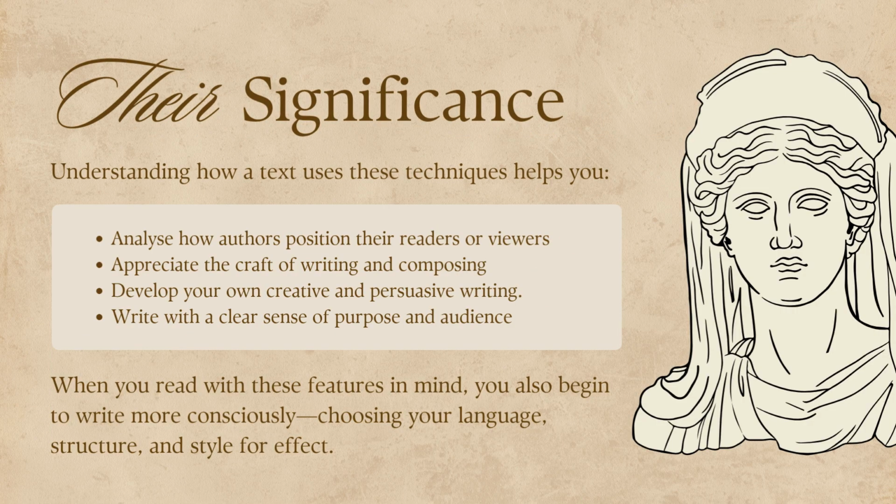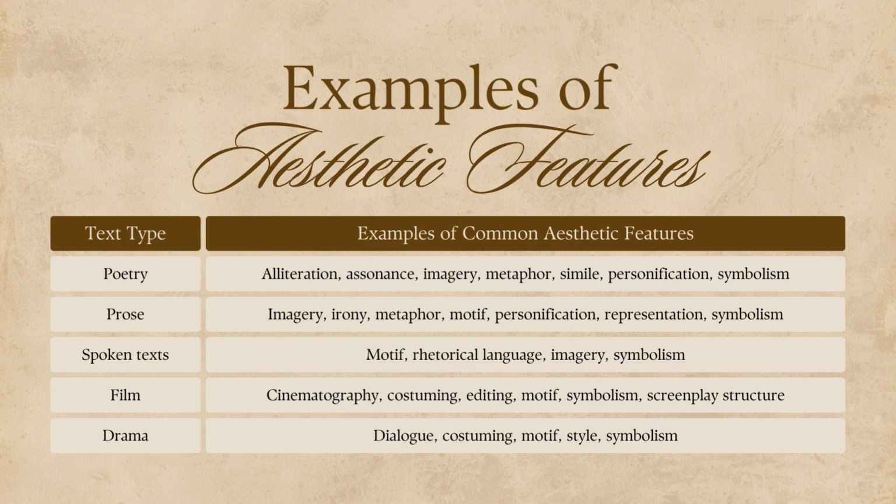Their significance. Understanding how a text uses these techniques helps you analyze how authors position their readers or viewers. Appreciate the craft of writing and composing. Develop your own creative and persuasive writing. Write with a clear sense of purpose and audience. When you read with these features in mind, you also begin to write more consciously, choosing your language, structure, and style for effect.